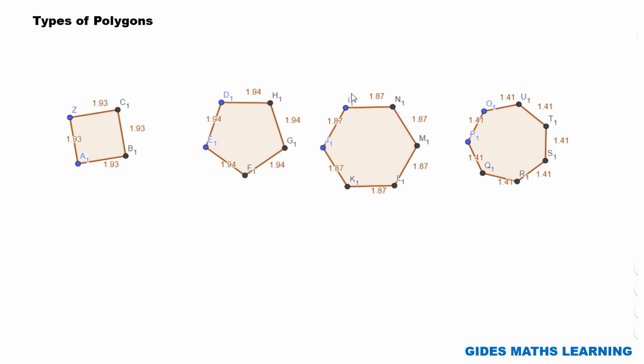So for us to consider a polygon to be regular, all the sides should be the same in length. Let's also look at the angles, the interior angle, the angle between this and that. We have 90. This has all the angles to be 90. Let's look at this.